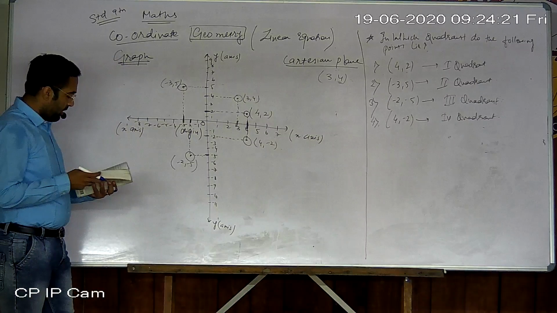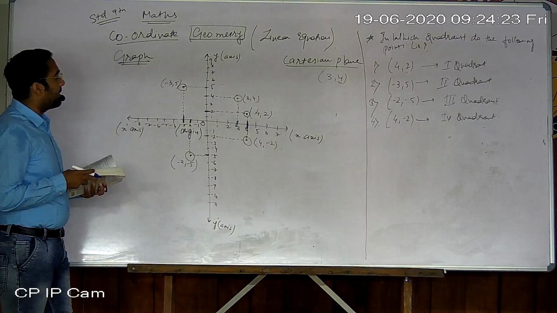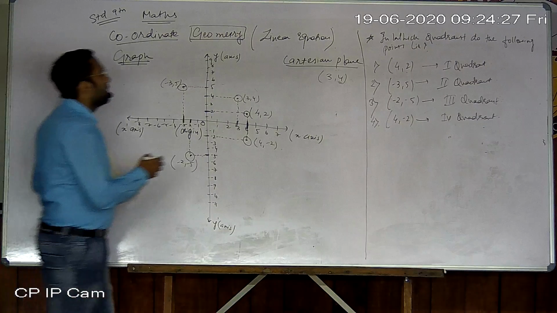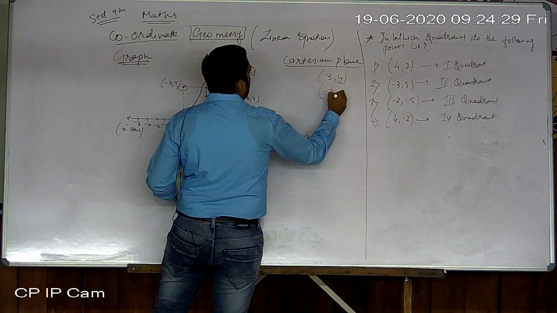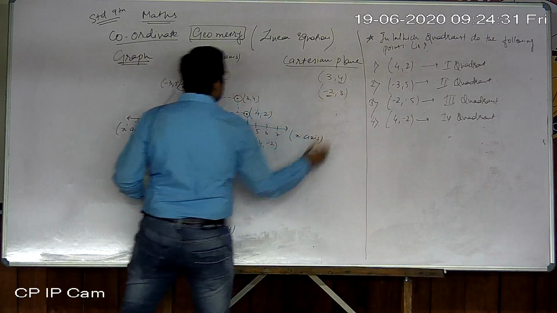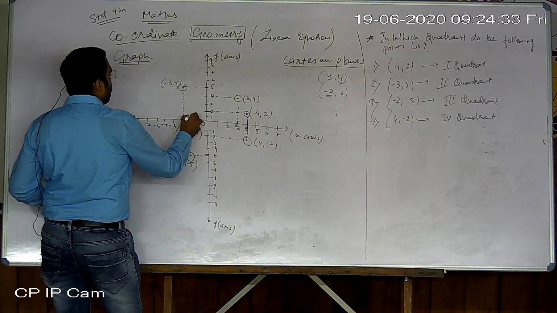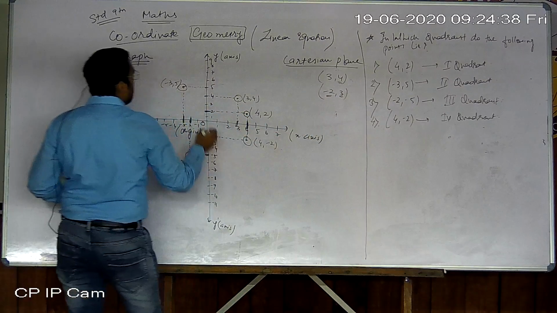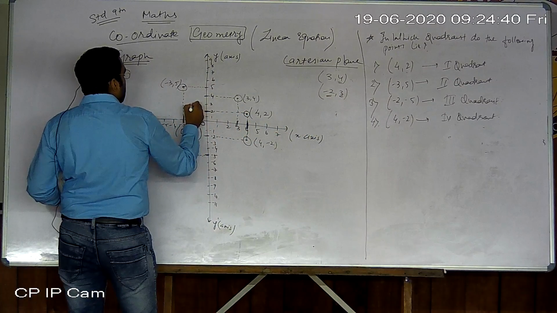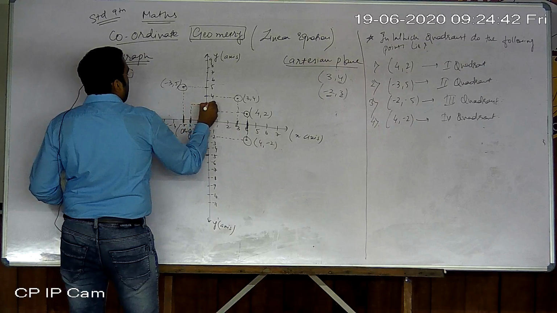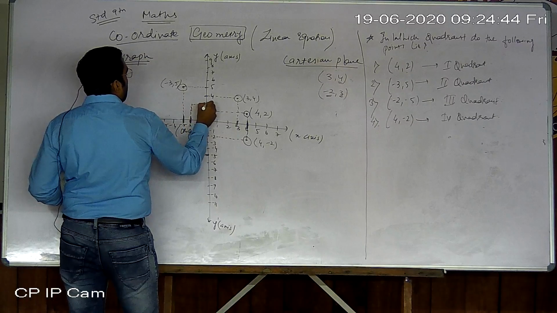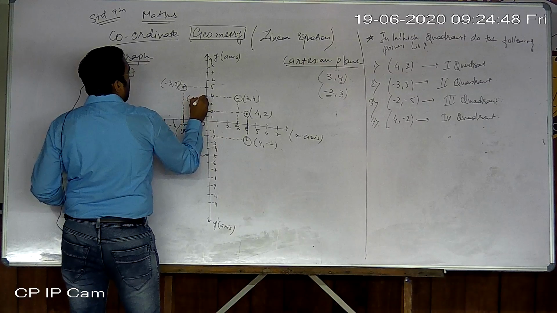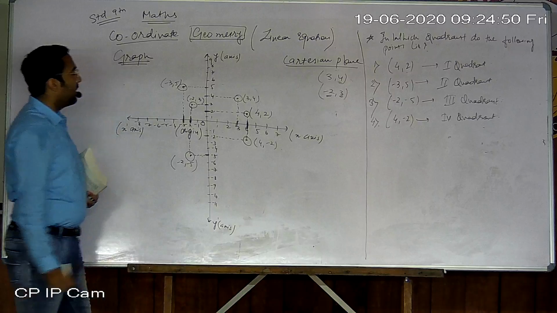Okay. After that, -2, 3. The value of x is -2, that is here, and the value of y is 3, that is here. So I'll locate this point -2, 3 here.